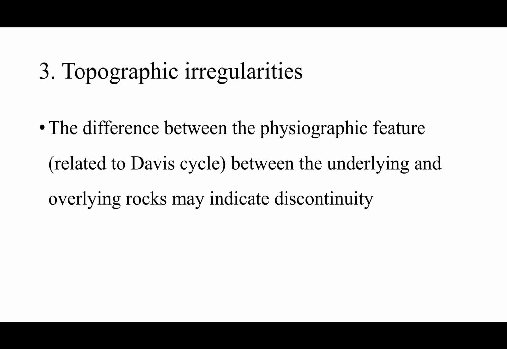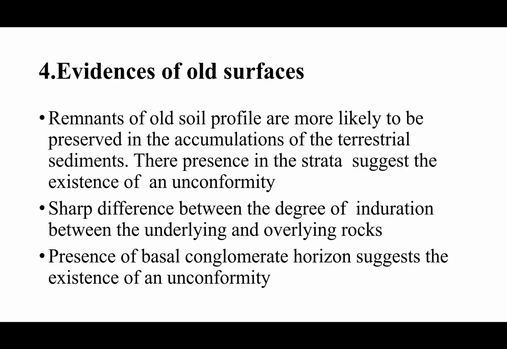The third basic criterion to identify an unconformity is topographic irregularity. If there is a difference between the physiographic features of two related strata, the overlain and underlain strata, then it may also indicate a discontinuity. This criterion is not as useful as compared to the paleontological criterion. The fourth is the evidence of old surfaces.